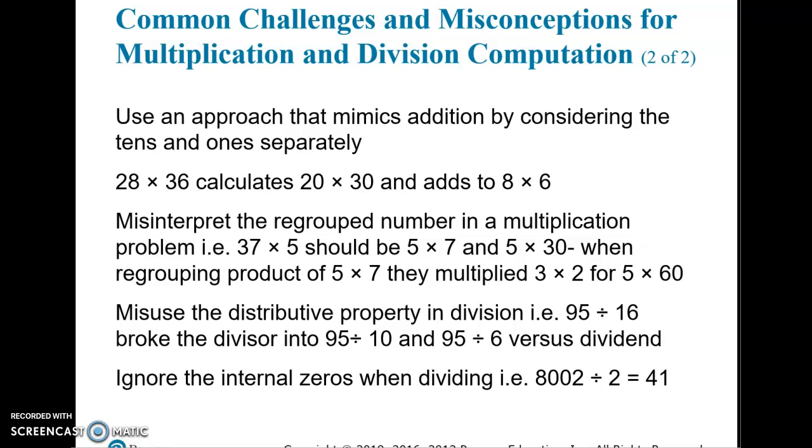Ignoring the internal zeros when dividing: have students estimate the answer before starting. Will the answer be in the tens, hundreds, or thousands?